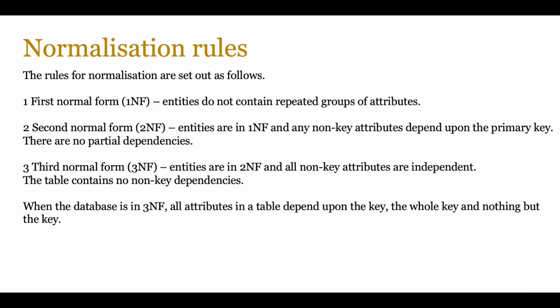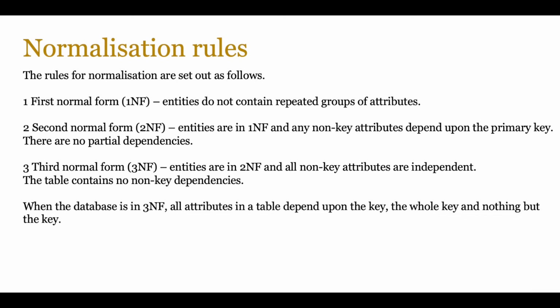The second normal form: entities need to be in the first normal form, and any non-key attributes depend upon the primary key, and there are no partial dependencies. Now what that basically means is that if you've got fields which are not the candidate keys, or they're not the foreign keys, or they're not the primary keys, then they should only depend upon the primary key. So a good example would be that the teacher information shouldn't really depend upon the student ID or the student information, because they're actually not related to each other. So there is a partial dependency somewhere in the system, and we need to eliminate that. And we're going to look at this in a bit more detail in a moment.